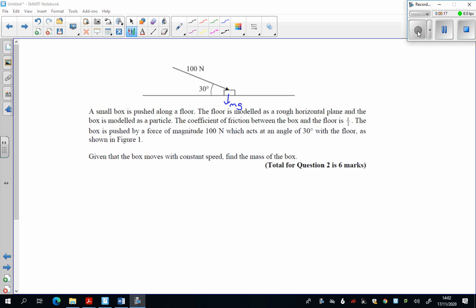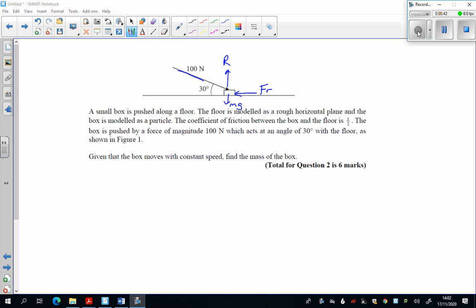The weight is mg. I'd want to see the normal reaction coming up here. And a few people thought that the normal reaction R would be equal to mg, but it's not, because we've got this force pushing down as well. This thing's trying to move off to the right, so there's some friction stopping it here. I'm going to put my friction on like this.